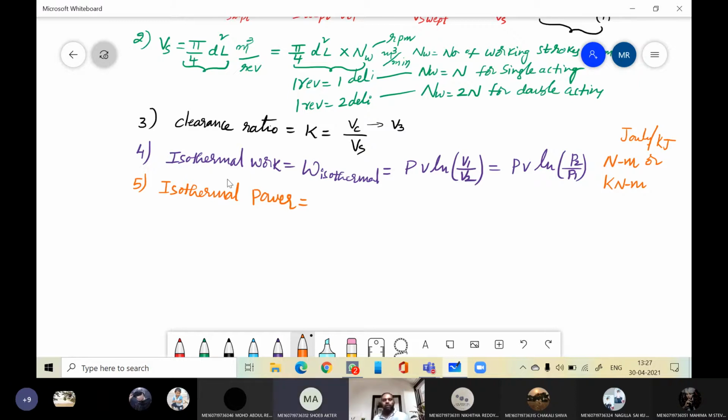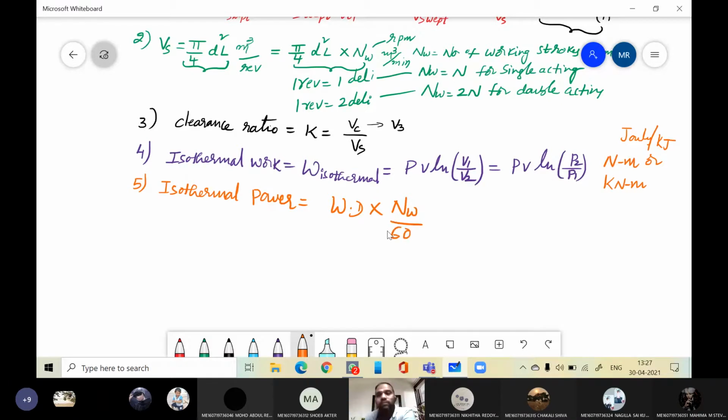What are the units for power? Watts, right? If you multiply work done with NW, what is NW again? Number of working strokes. Number of working strokes, it is in terms of rotations per minute.